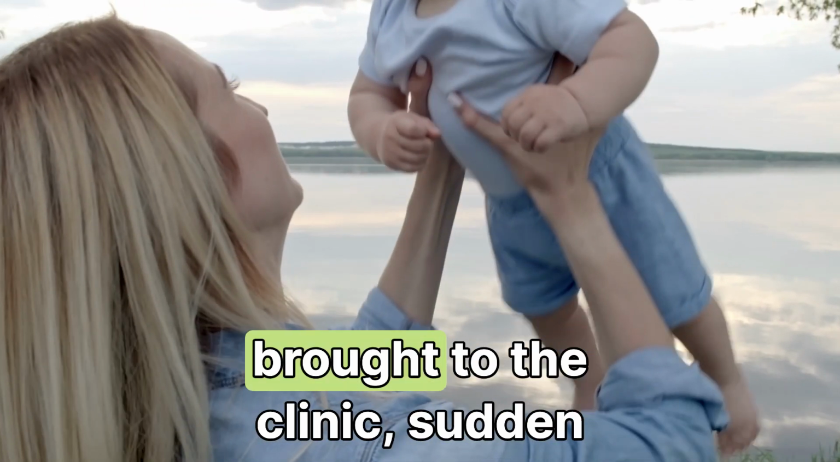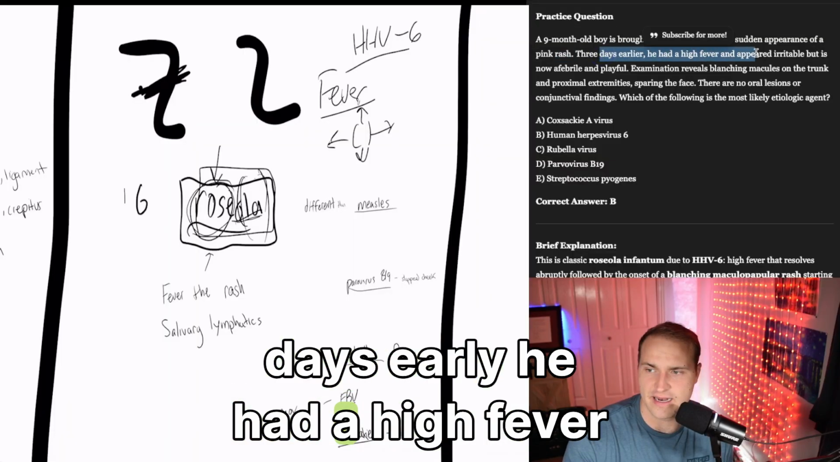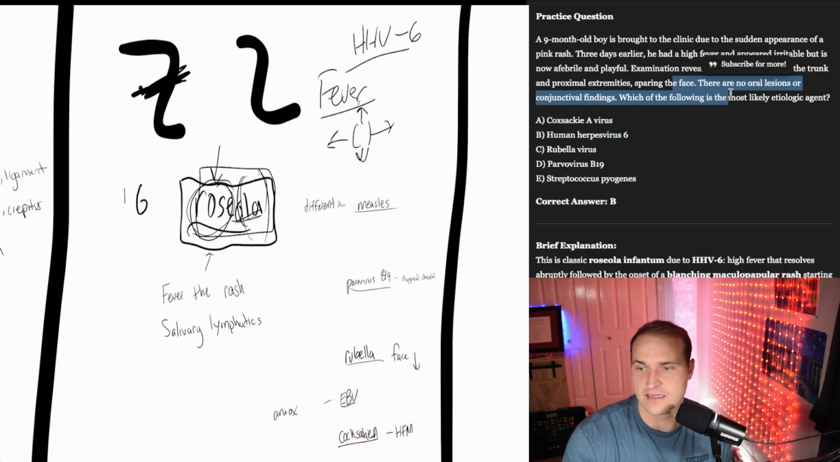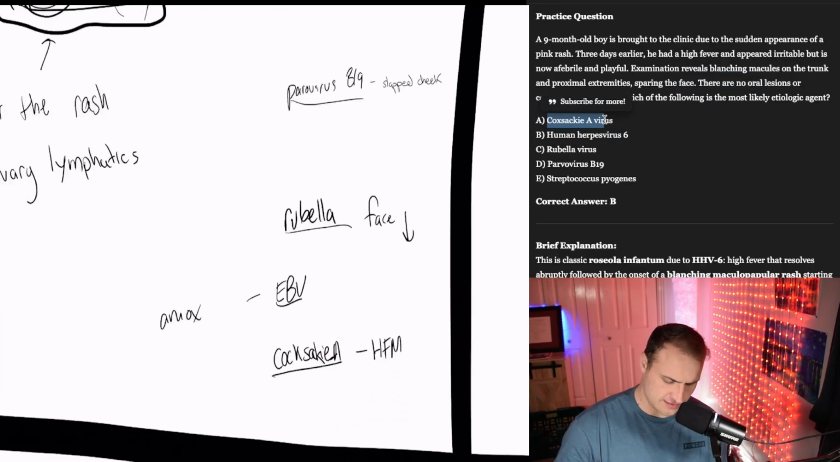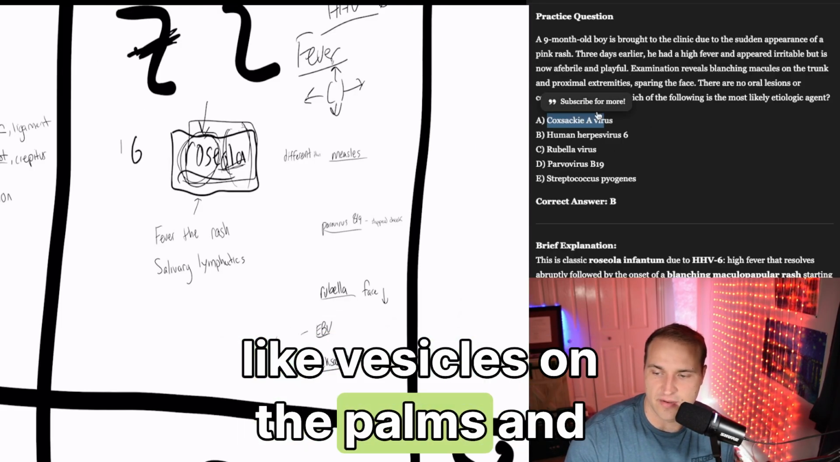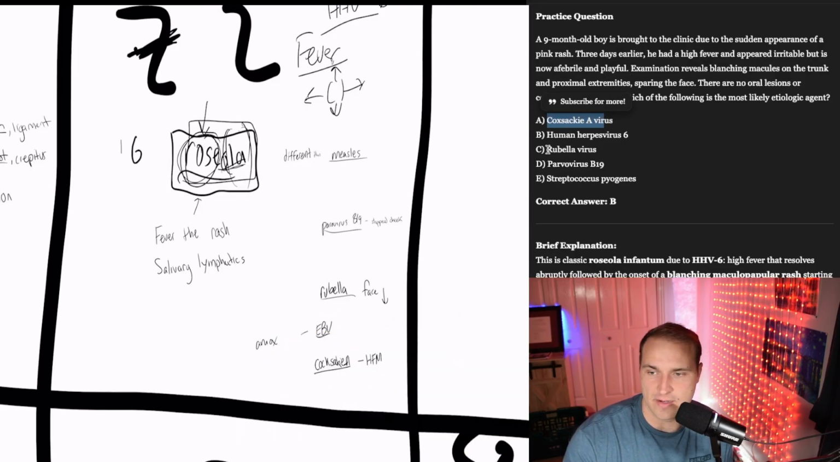We have a 9-month-old boy brought to the clinic, sudden appearance of a pink rash 3 days after a high fever. Boom, that's enough. I'm just going to go with HHV6. Like it's done. Coxsackie, I drew a couple of these, Coxsackie's like hand, foot, and mouth. So you'd see hand, foot, mouth disease like vesicles in the palms and the soles and the mouth as well.